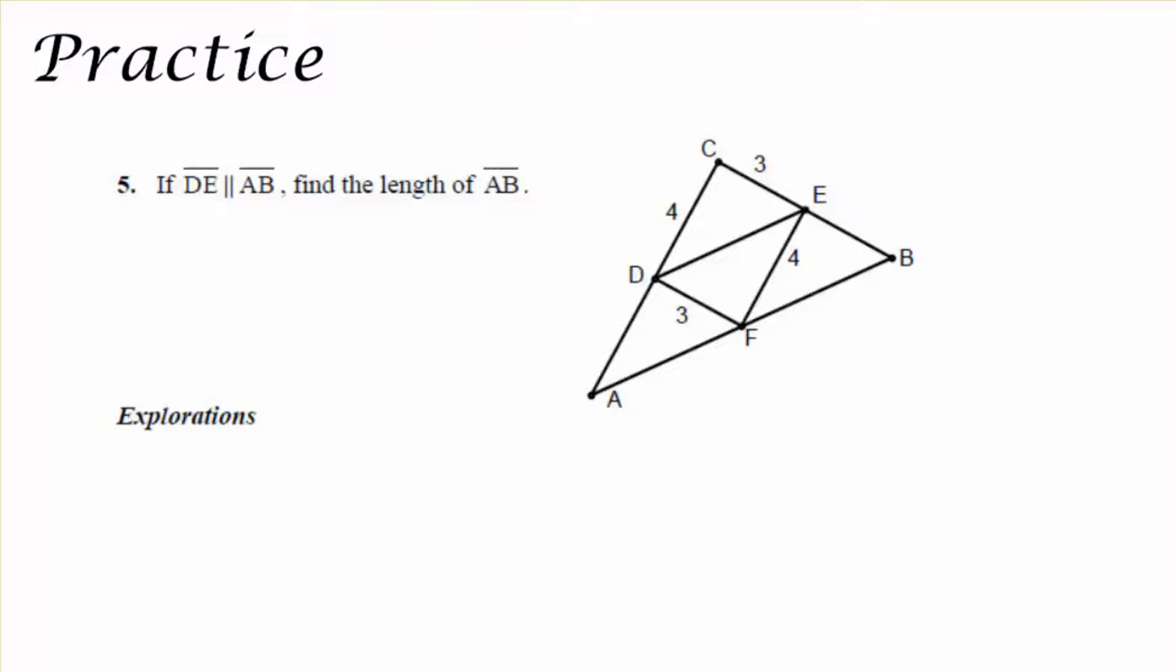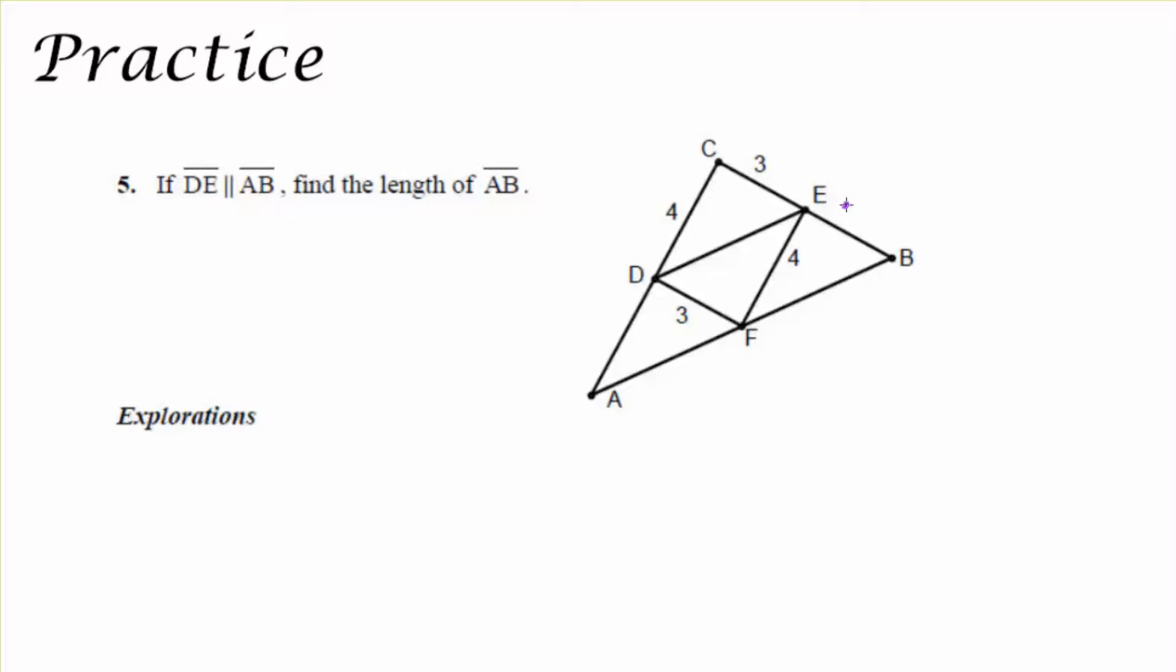In this problem, I know that DE is parallel to AB, and I'm told that I need to find the length of AB. So DE is that midsegment that I do not know the length of, and I don't know the length of AB either. That's my goal that I need to find.